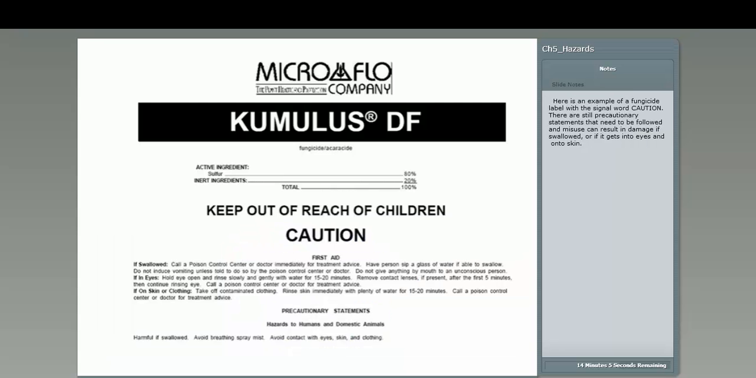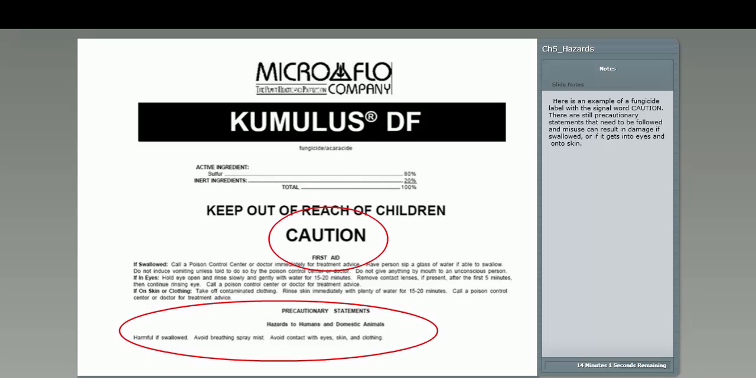Here is an example of a fungicide label with the signal word caution. There are still precautionary statements that need to be followed, and misuse can result in damage if swallowed or if it gets into eyes and onto skin.